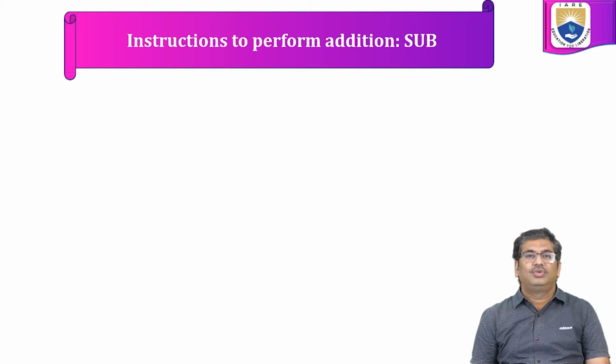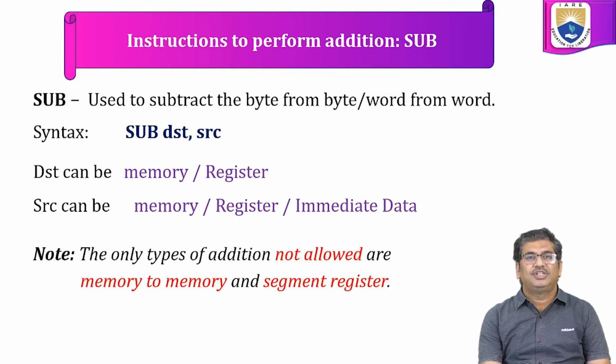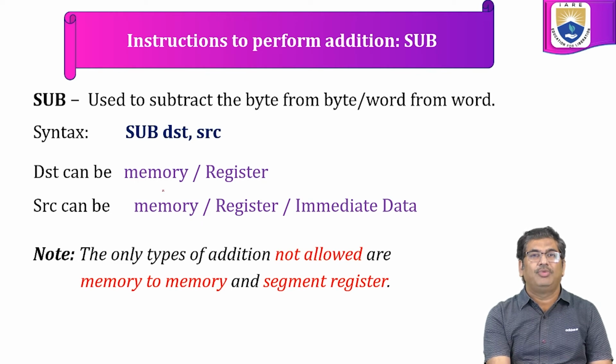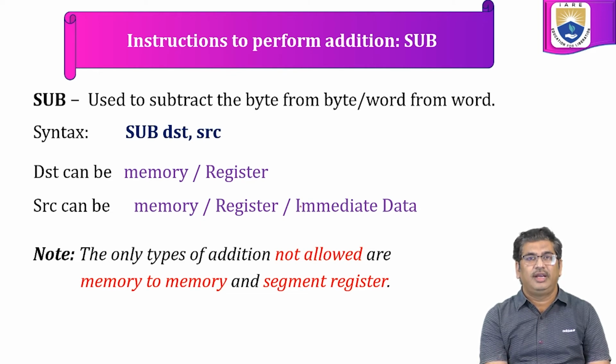Now we will move to the instructions related to subtraction. The first instruction under this category is SUB. This instruction is used to subtract a byte from a byte or a word from a word. The syntax of the instruction is SUB, destination comma source. The destination can be a memory location or a register, whereas the source can be a memory location or a register or an immediate data.